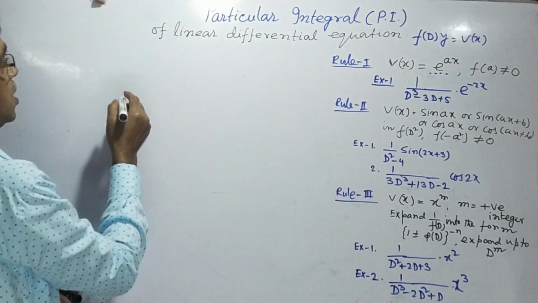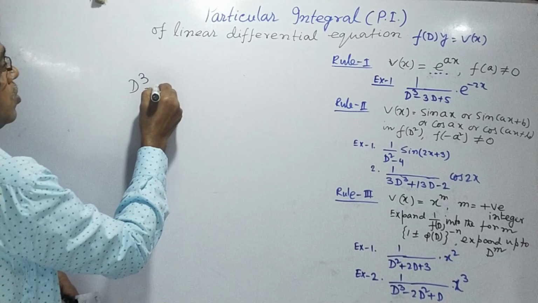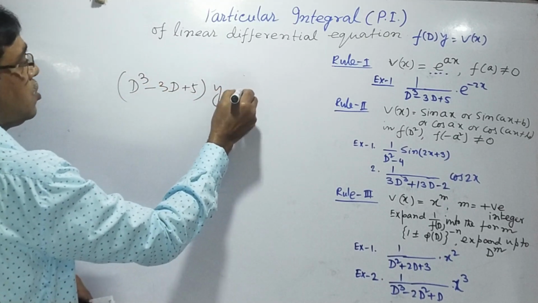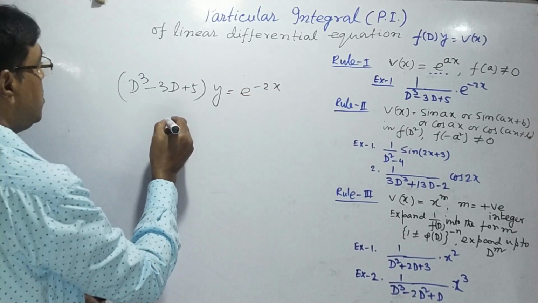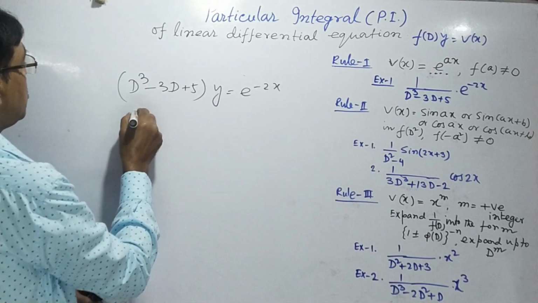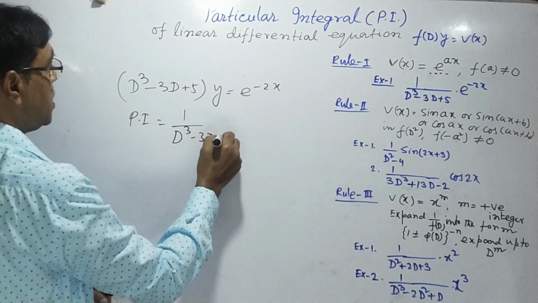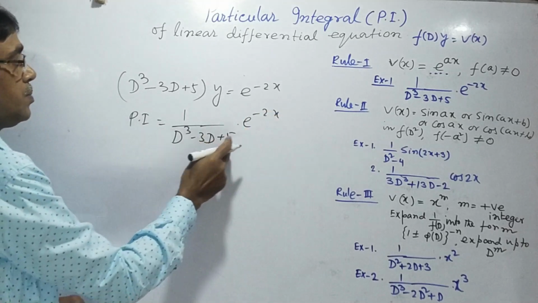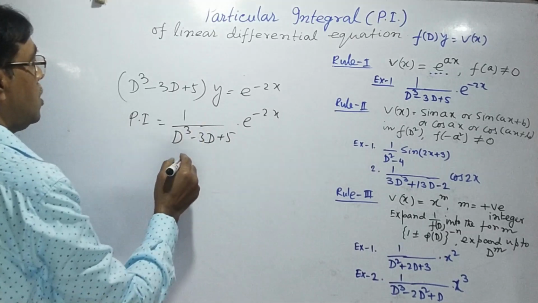That is, if the equation is of the form D cube minus 3D plus 5 y equals e to the power minus 2x, I will find only the PI of the differential equation. Now PI equals 1 by D cube minus 3D plus 5 into e to the power minus 2x, that is, operate e to the power minus 2x with this function.